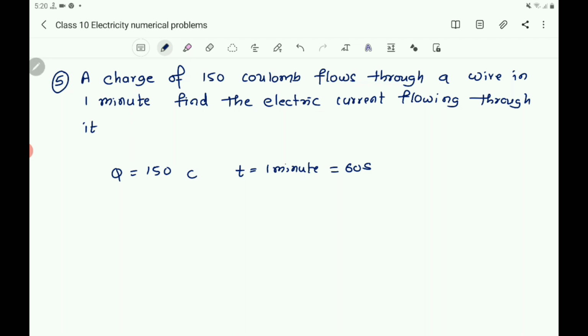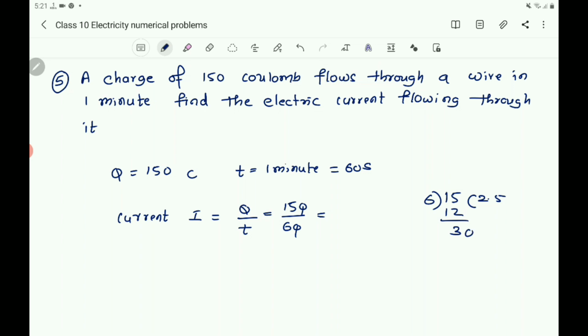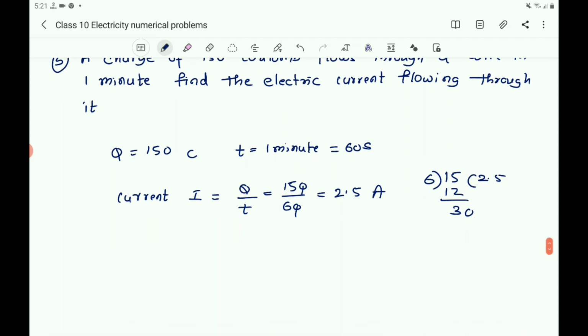You know that current I equals Q by T, that is charge by time. Q is 150 and T is 60. Then you will get, 0 0 cancels. So 15 divided by 6, 6 2s are 12, 3 is remaining, and 6 5s are 30. So you'll get 2.5 amperes. What is current? Current is 2.5 amperes.